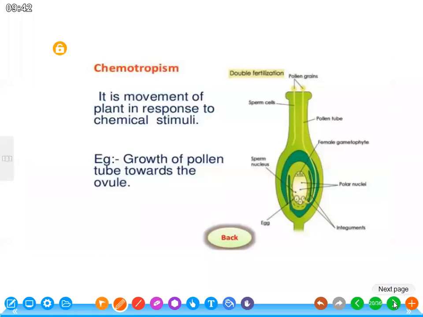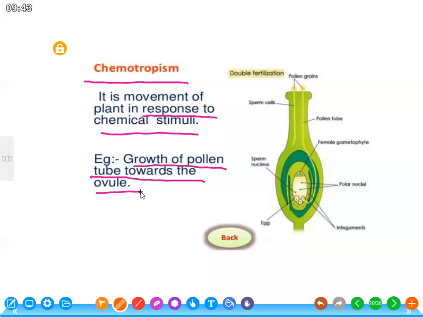Next, chemotropism. Chemotropism is a movement of a plant in response to chemical stimuli. Okay. So, for example, the growth of the pollen tube towards the ovule. Here you can see the picture. Okay, the growth of the pollen tube towards the ovule.